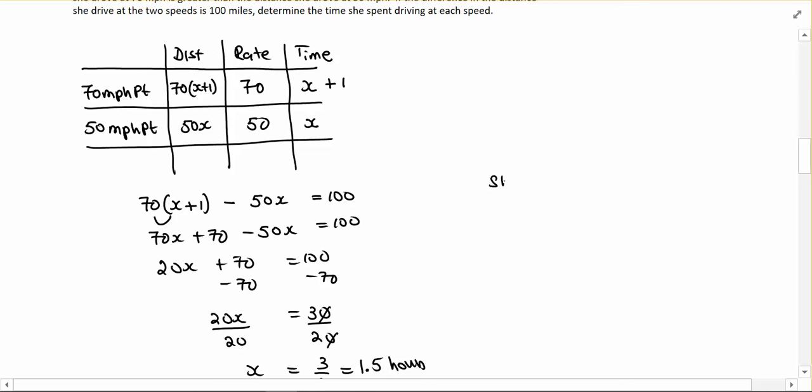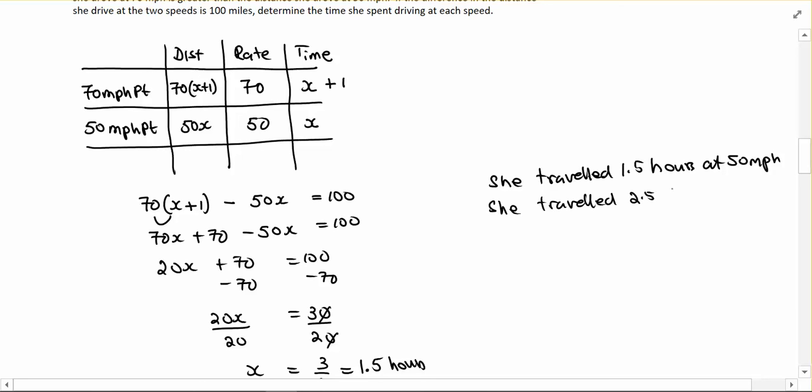She traveled 1.5 hours at 50 miles per hour, and she traveled 2.5 hours at 70 miles per hour. And how do I know this? Because it's 1 hour more than the 50 mile an hour part.